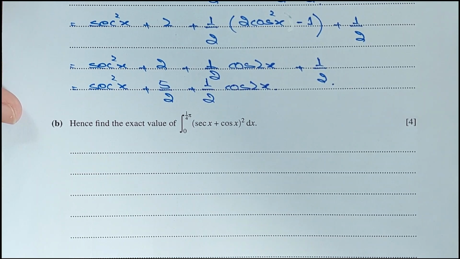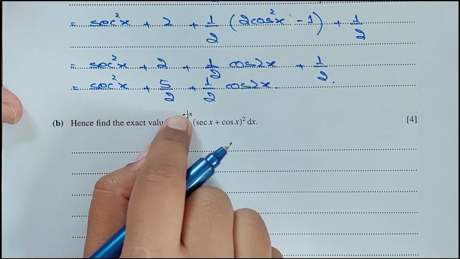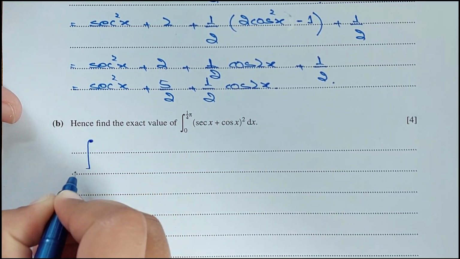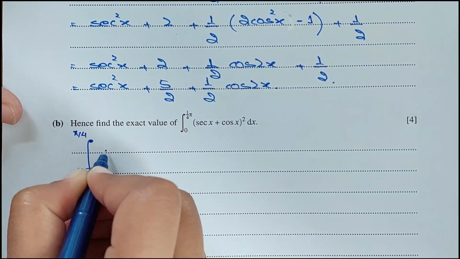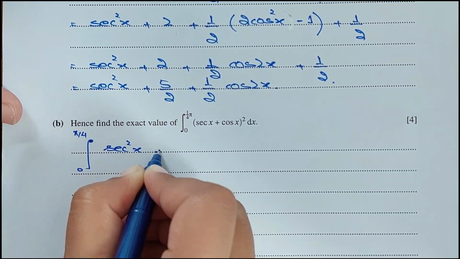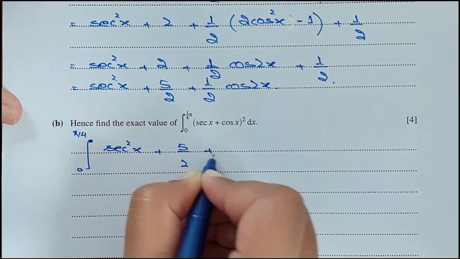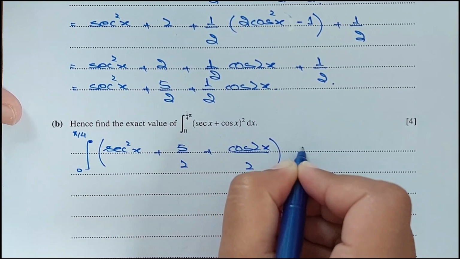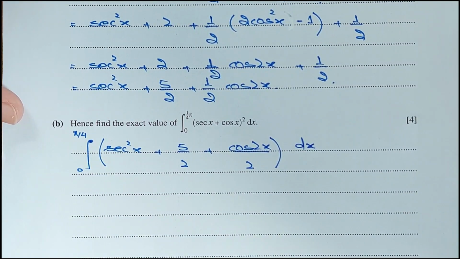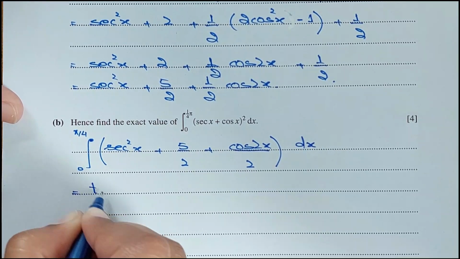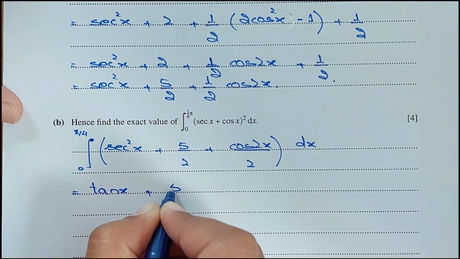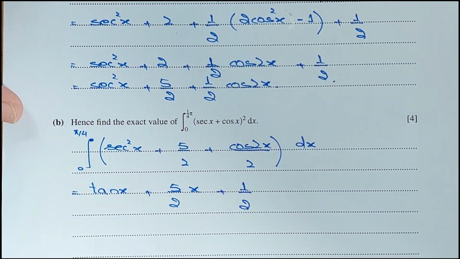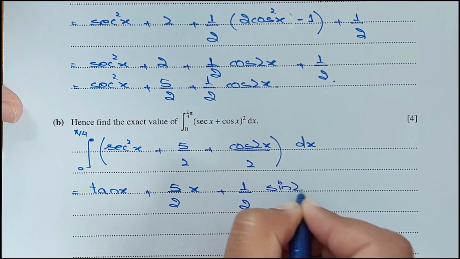Now for part b, hence find the exact value of the integral from 0 to pi by 4 of (secant x plus cos x) whole square dx. So we have to do integration from 0 to pi by 4 of secant square x plus 5 by 2 plus cos 2x over 2, with respect to dx. Okay, the integration of secant square is tan x, plus 5 by 2 integration is 5 by 2 x. 1 by 2 is outside. The integration of cos is sine 2x over 2.